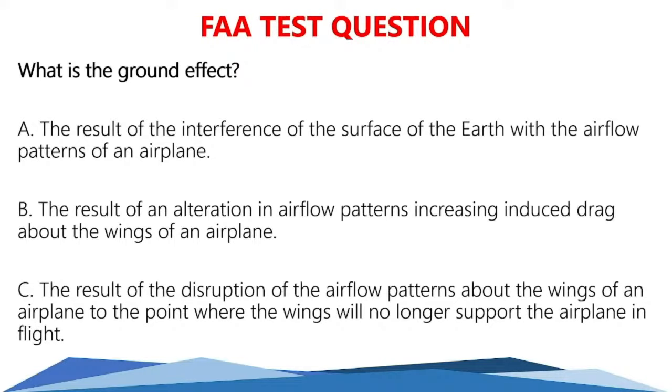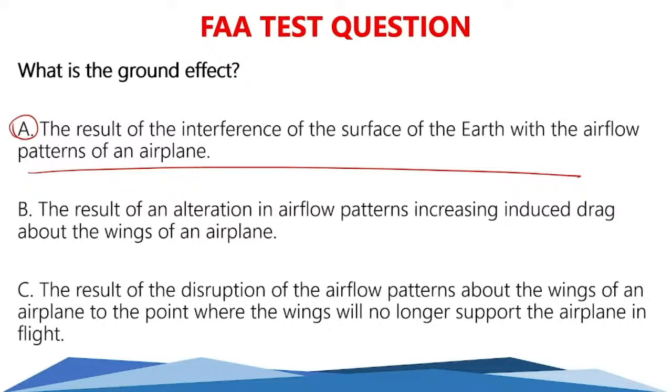So the best way to describe ground effect is the result of the interference of the surface of the Earth with the airflow patterns of the airplane, because we're basically introducing something below the airplane. We call it ground effect, which is really just that three-dimensional change to the airflow around the airplane, because some of that air is now being deflected back from the ground.